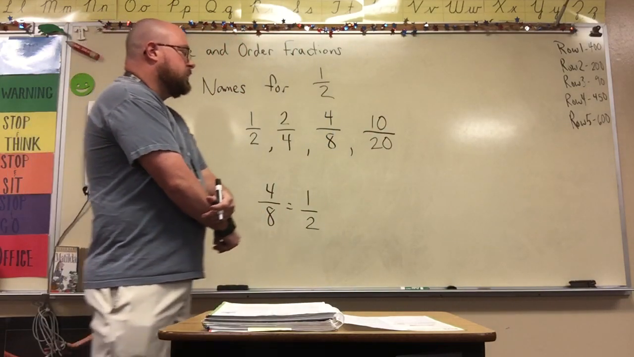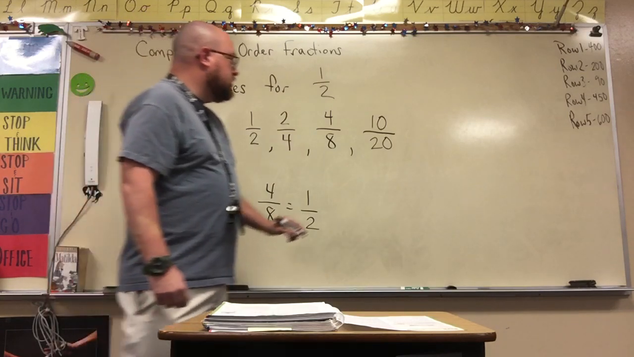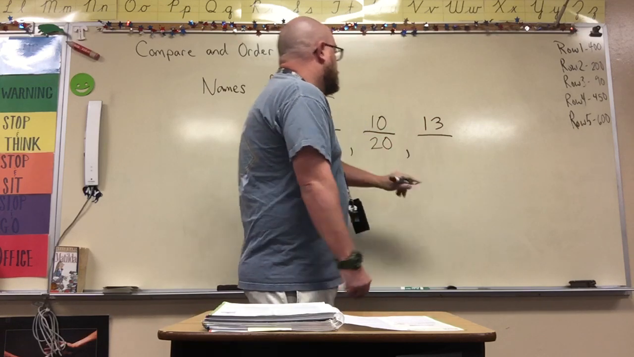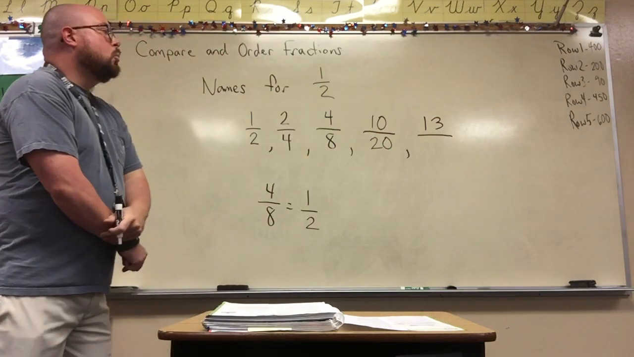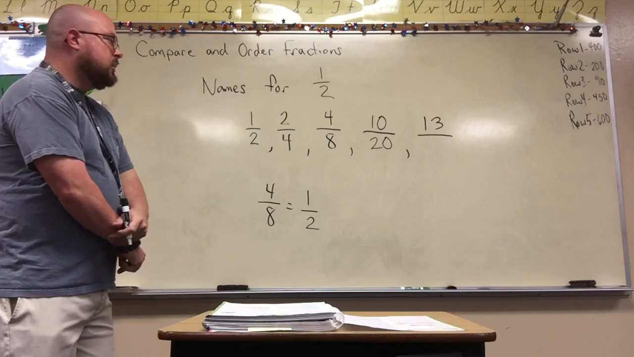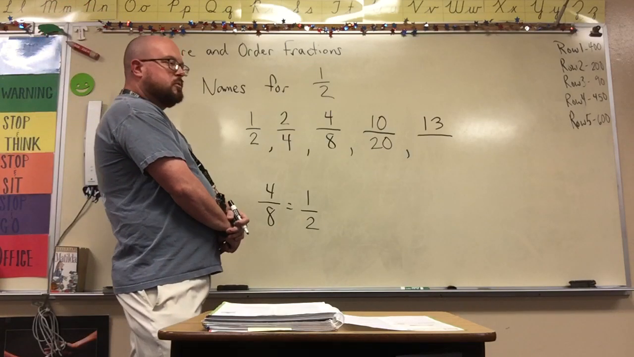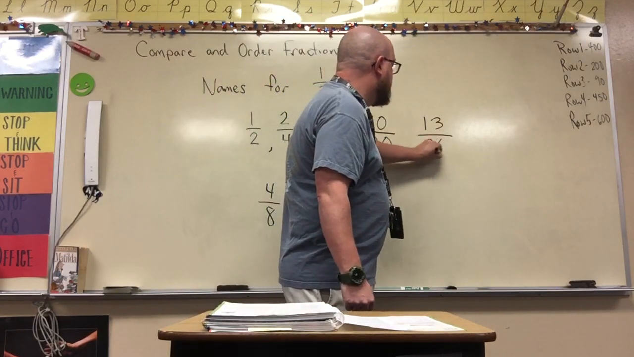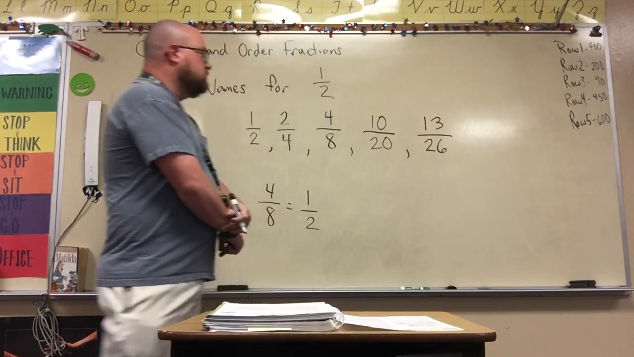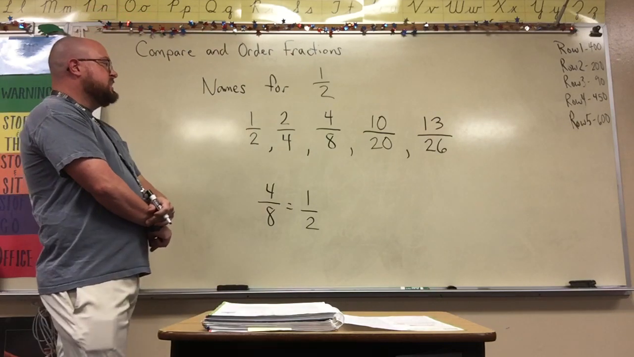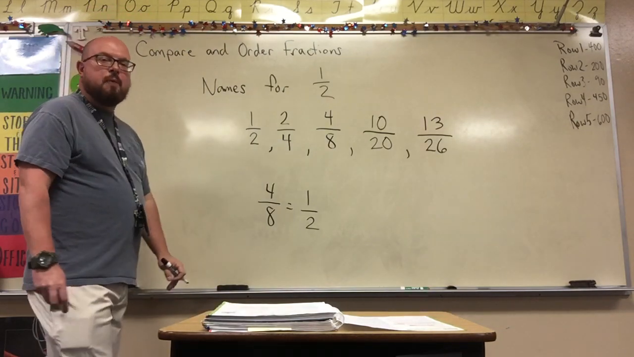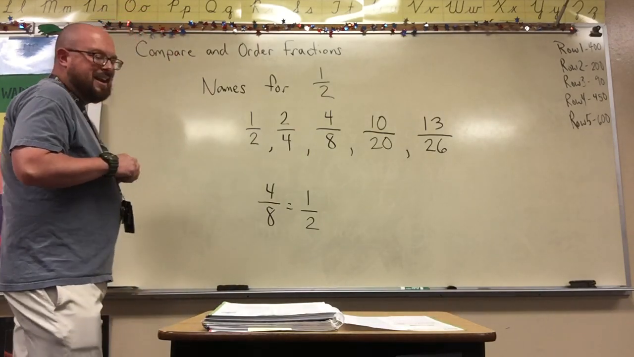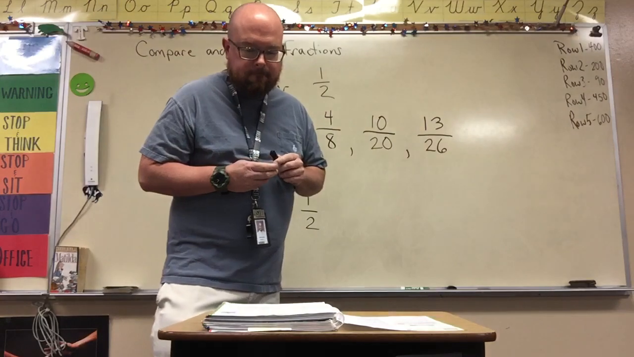Okay? If I were to throw a curveball at you and I had the number 13 here, what would double 13 be? Or 13 plus 13, or 13 times 2? It would be 26. All of those are equal to a half. As long as the numerator is half of the denominator, you have all of the skills you need to know to understand what a name of a half is going to be, okay?